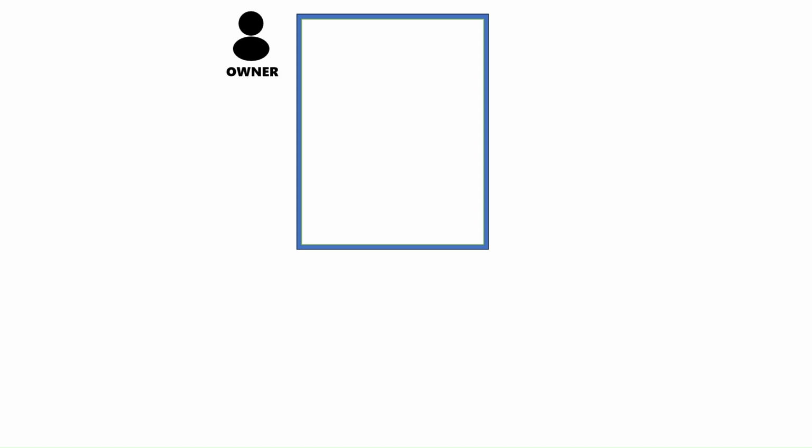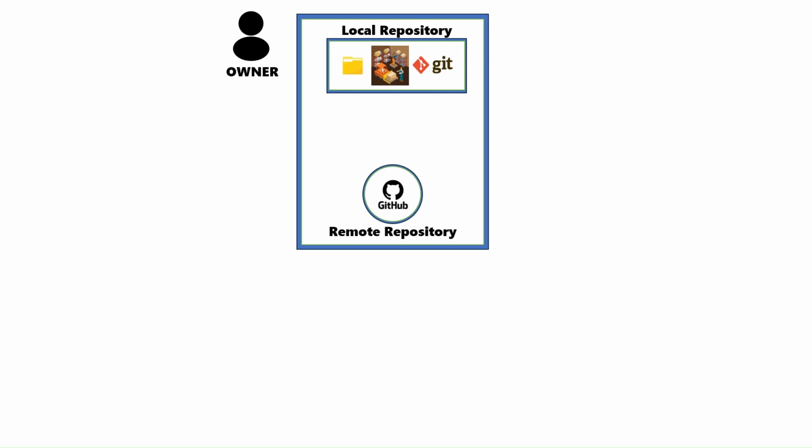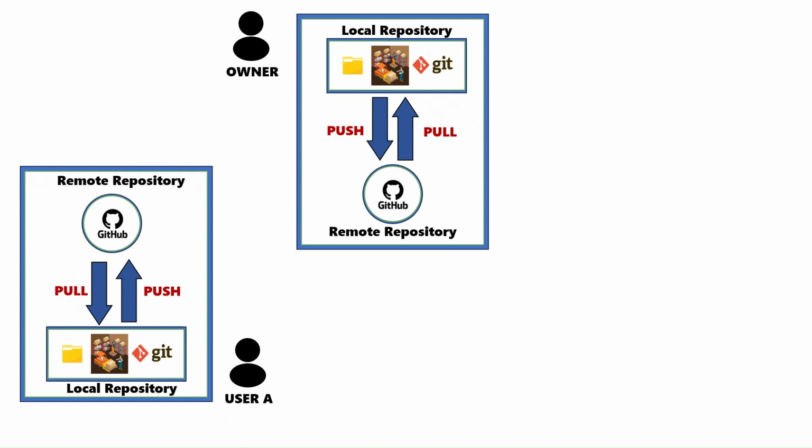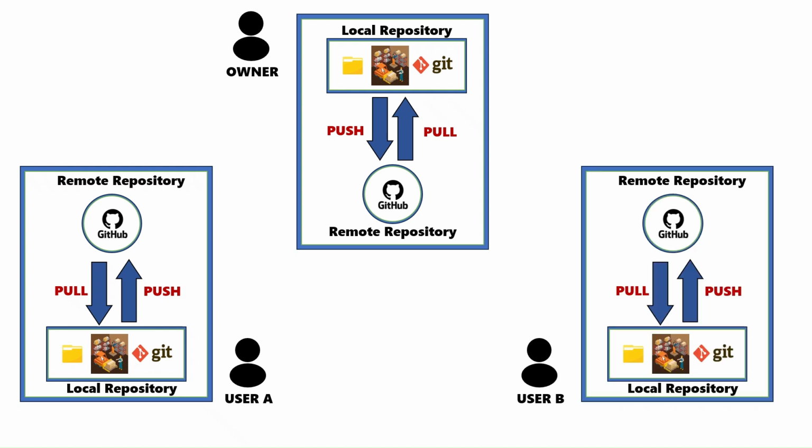Now let us understand a small scenario working flow. I am the owner of the file. I have a local repository and a remote repository in my account itself, like my Gmail account. I can push from the local repository to the remote repository. I can pull from the remote repository to the local repository. Think I have my friend A and my friend B.